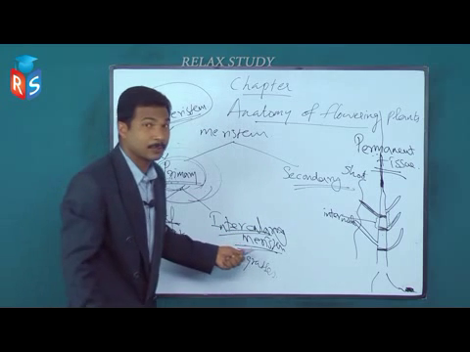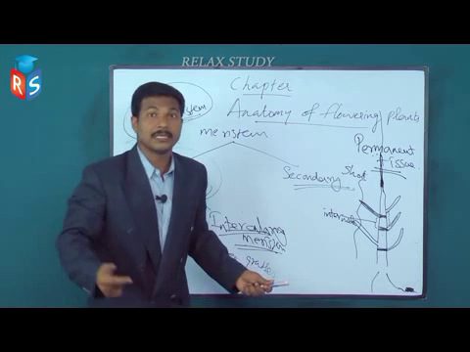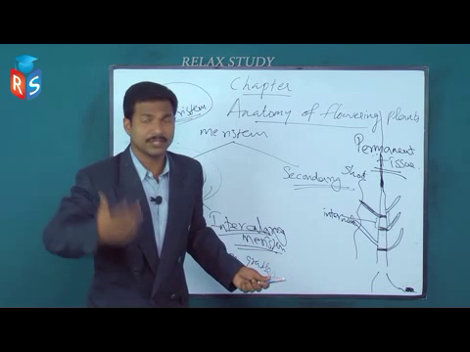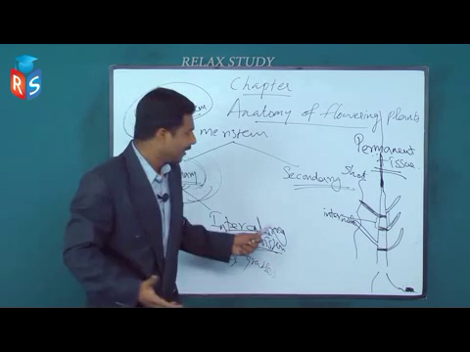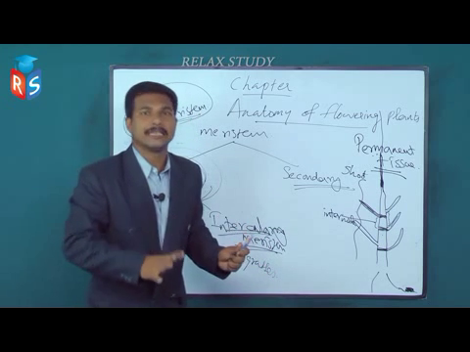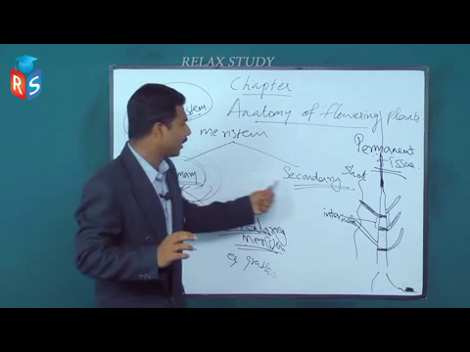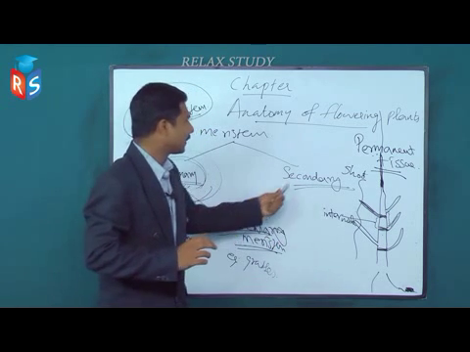But the intercalary meristem is present in the young stem and young root only. When the root and shoot parts get older or reach a very matured stage, then these meristem cells will be merging with or disappearing into the permanent tissue. Then that will not be there. So now we are going to see the secondary meristem.